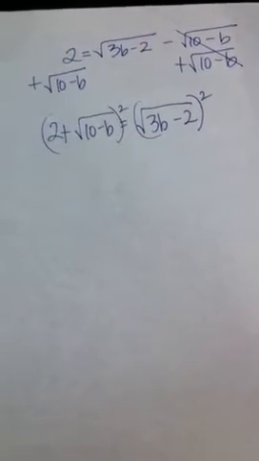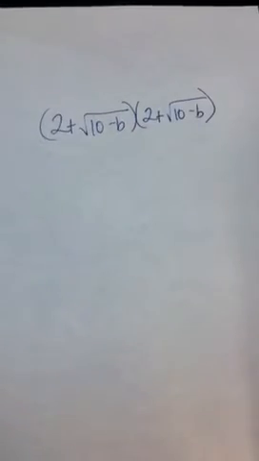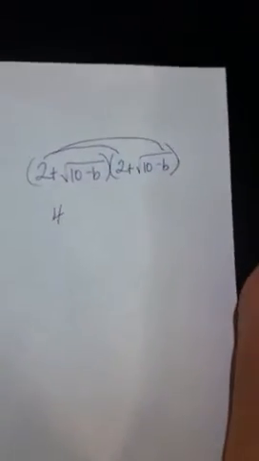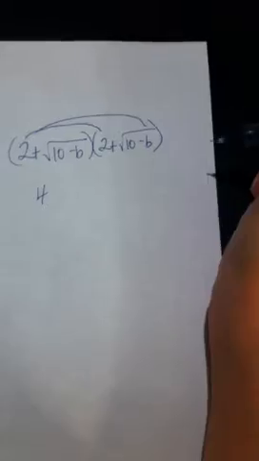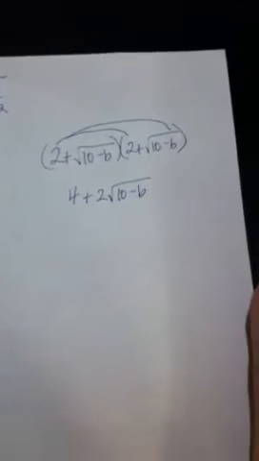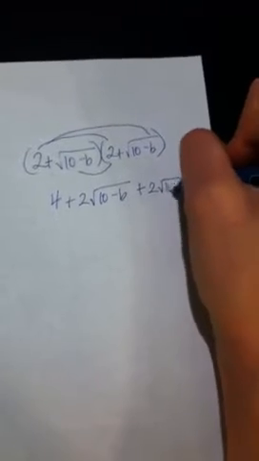The left is where we have to do FOIL, so I'm going to do that off to the side. So I have 2 plus the square root of 10 minus b, 2 plus the square root of 10 minus b. So I'm going to work this out. I have 2 times 2, which is 4. The outer is going to be 2 times the square root of 10 minus b, which is just 2 square root of 10 minus b. The inner is square root of 10 minus b times 2, which is also 2 square root of 10 minus b.